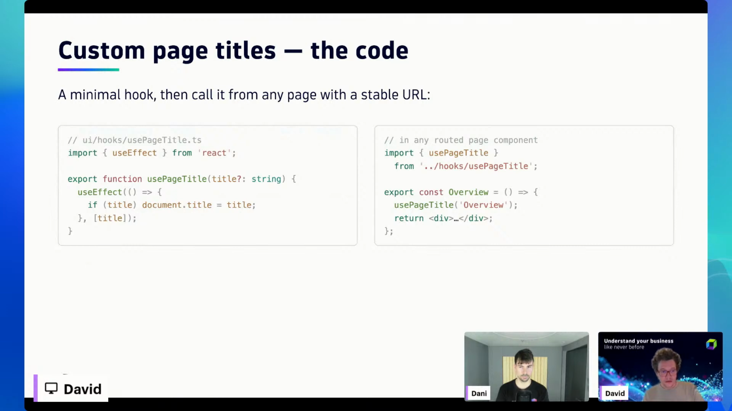On the right side, you see then, for example, an overview page, and here we're using that hook. usePageTitle overview. The rest of the string, your tenant ID, your app name, and Dynatrace is automatically added.